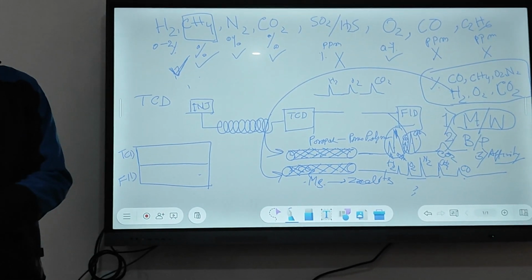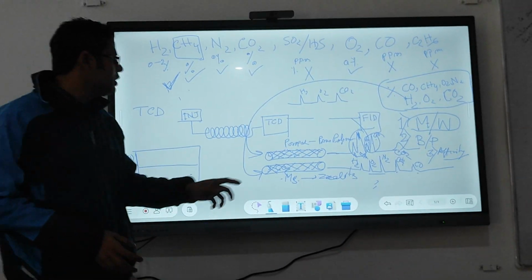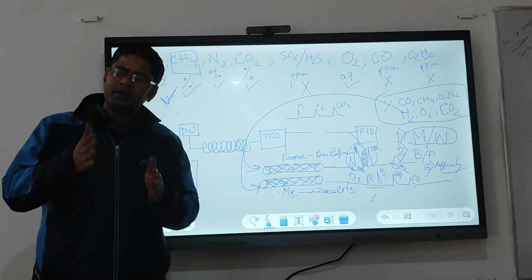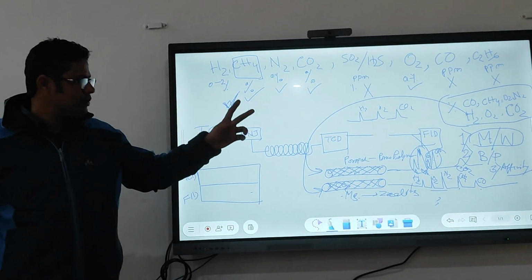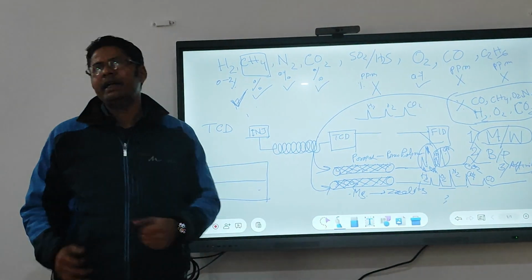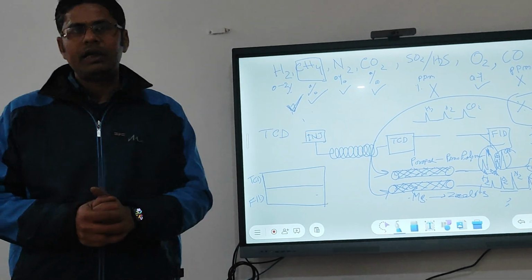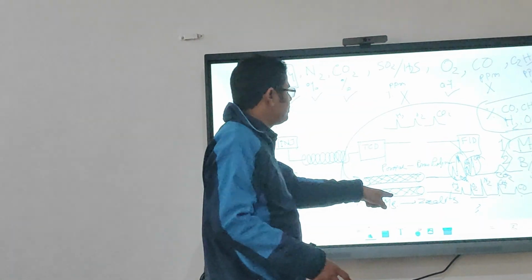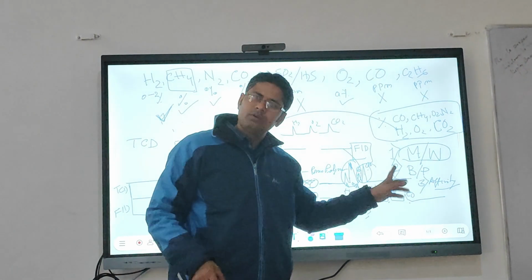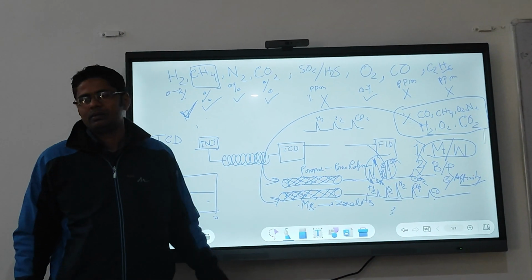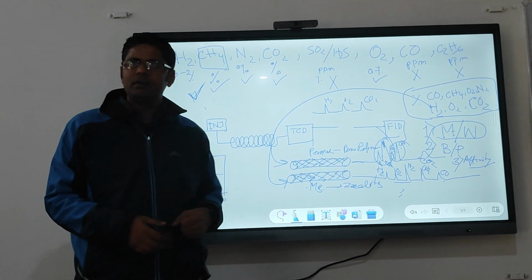So what to do? We have to analyze all the components. We need separate peaks for all the components. In a single column, it is not possible. We will use both the columns in a very tactical way, so that CO2 does not go into this column. Again, we will get a clear peak of CO2 also. That will be demonstrated in the lab.